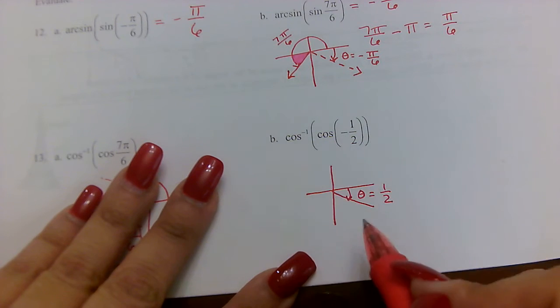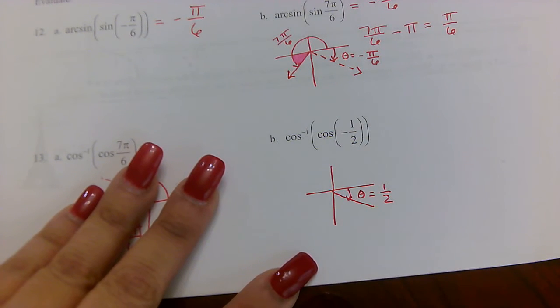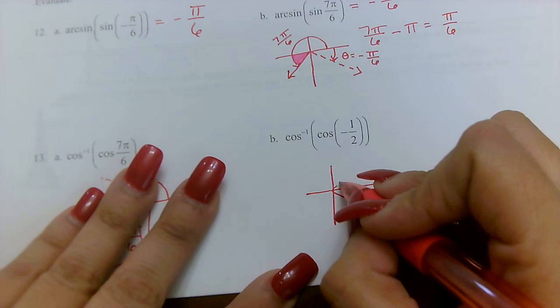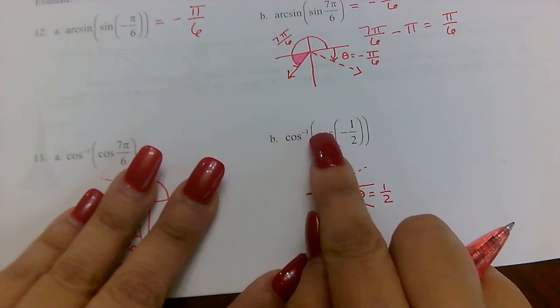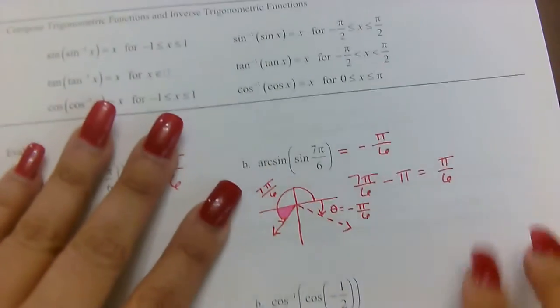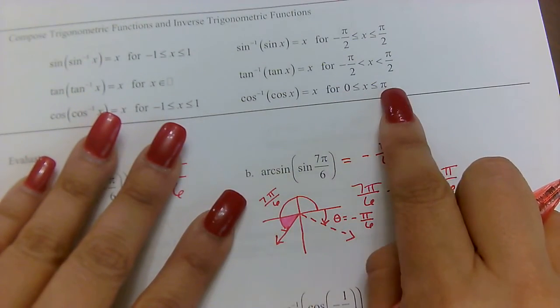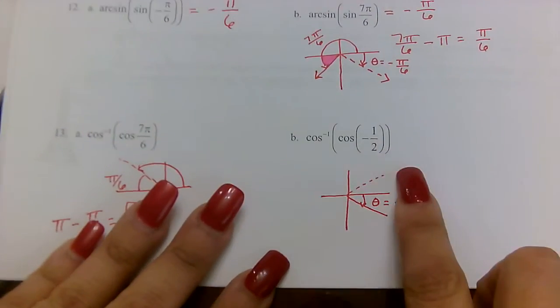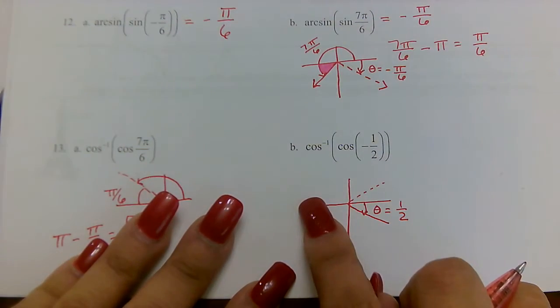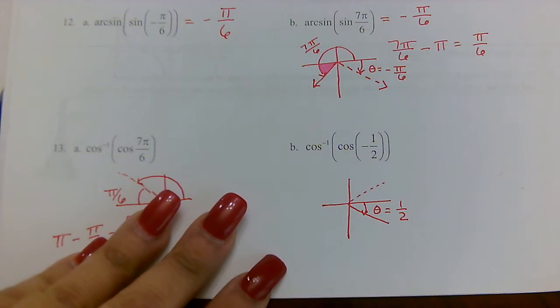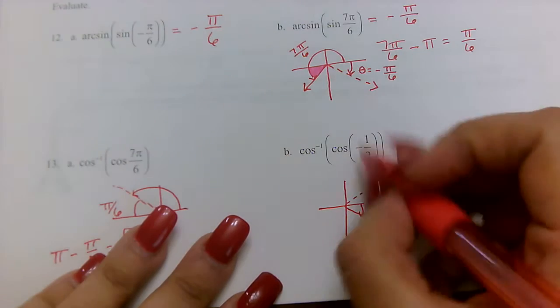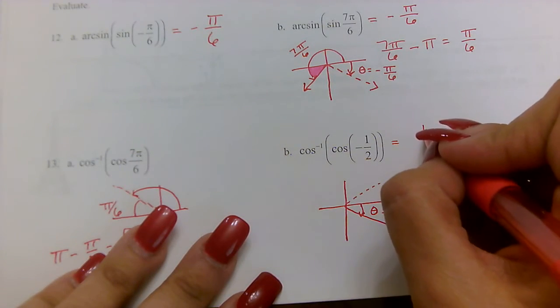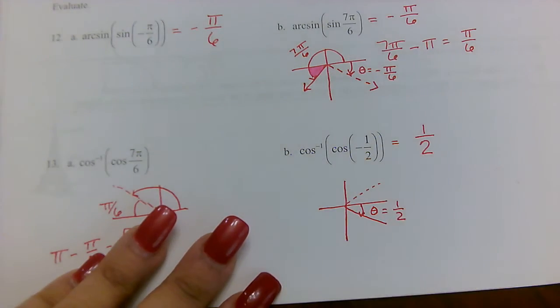Now for cosine, that would be a positive ratio, which means I want to actually be in quadrant 1, because for cosine, remember, we're using these restrictions from 0 to pi, which means it has to be between quadrants 1 and 2. Since quadrant 2 is negative, we have to restrict our values to quadrant 1. So theta has to be equal to 1/2. Okay, it will have to be equal to 1/2.